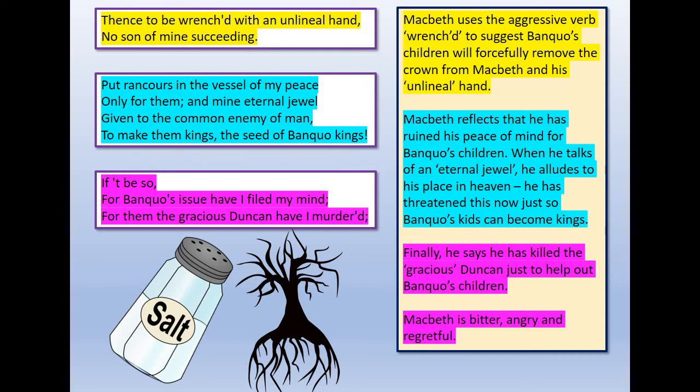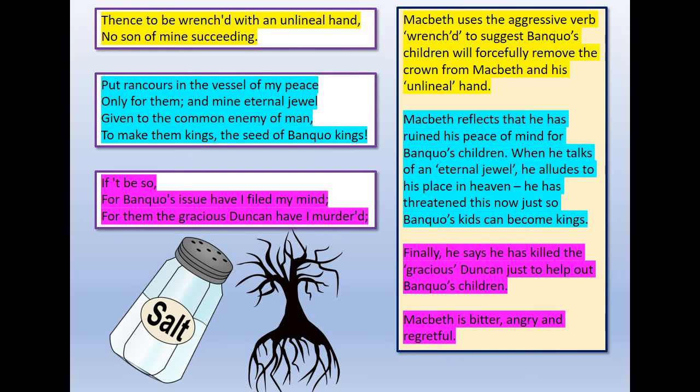And he's saying that it's only for them. The people that are going to benefit are Banquo's children. And when he talks of the eternal jewel, he alludes to a couple of things this could be looked at. He alludes to his place in heaven, because obviously he committed regicide. Now, the king is appointed in Jacobean society. Remember the great chain of being. They believe the king is anointed and appointed by God. They are God's representation on earth. So therefore, if you decide that you're going to kill that king and put yourself in there, you've cut your connection to God. God is not going to forgive that. You won't get into heaven.